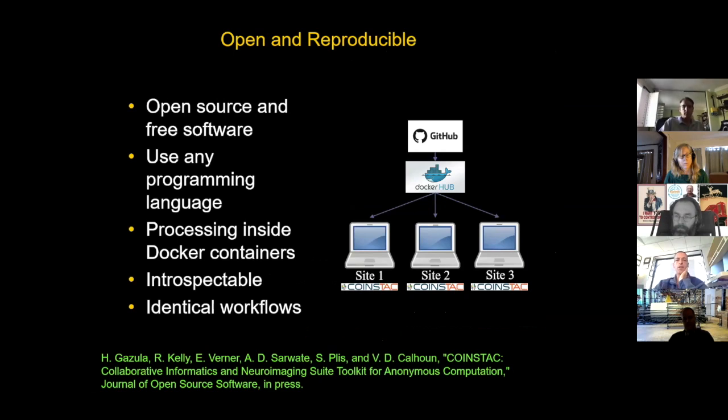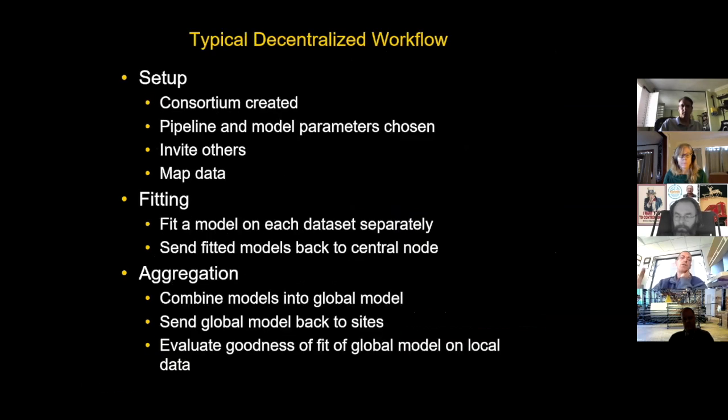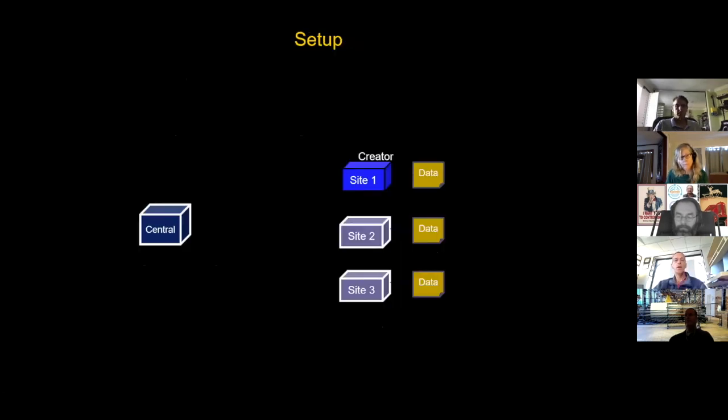I've kind of covered this, but basically we have sites that are running the COINSTAC application. Depending on what computation they set up, it downloads the appropriate container to run that computation. I'll step you through three parts of a simple workflow that we can use, which involves how you set it up, how you fit the data, and then aggregating the data. Here we have a central node, which is used for both authentication as well as for aggregation. And then you have these individual sites, each of which have their own data.